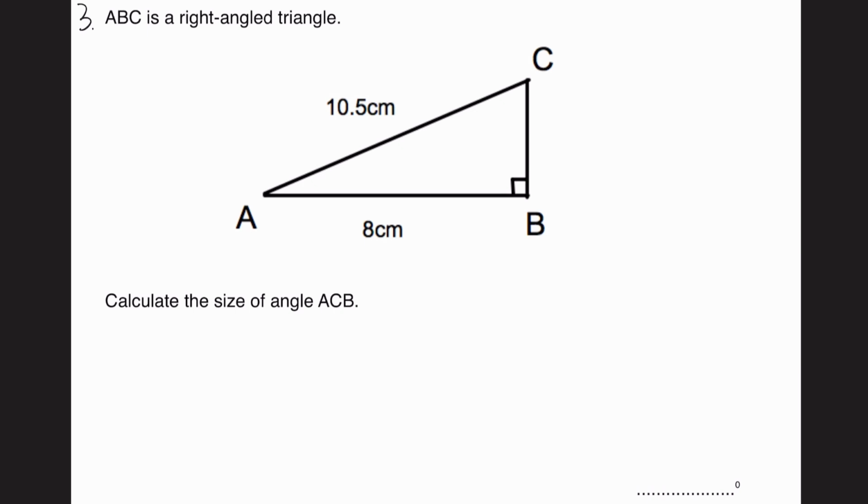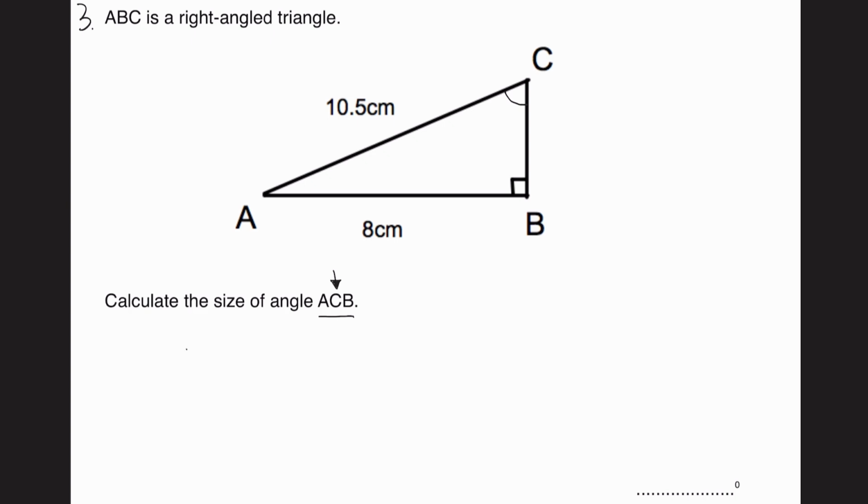And now moving on to question number 3. ABC is a right-angled triangle. Calculate the size of the angle ACB. So whenever you get three letters like this, the angle they're looking for is the letter in the middle. So they're looking for this angle, the angle next to C.